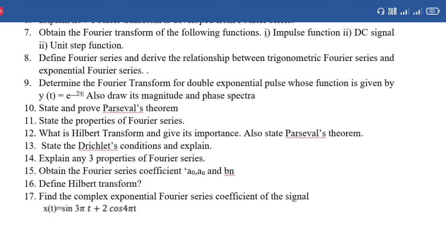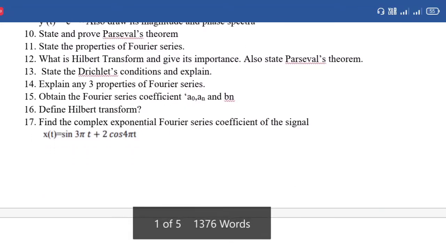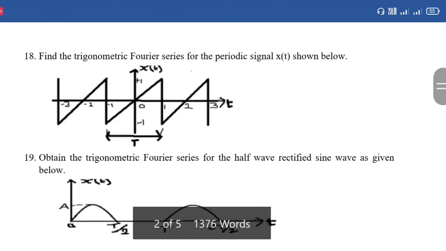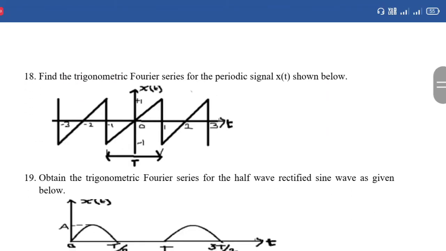Define Fourier transform. Find the complex exponential Fourier series coefficients of the signal x of t equal to sin 3 pi t plus 2 cos 4 pi t. Next, find the trigonometric Fourier series for the periodic signal x of t shown below. Here we need to find the x of t problem.